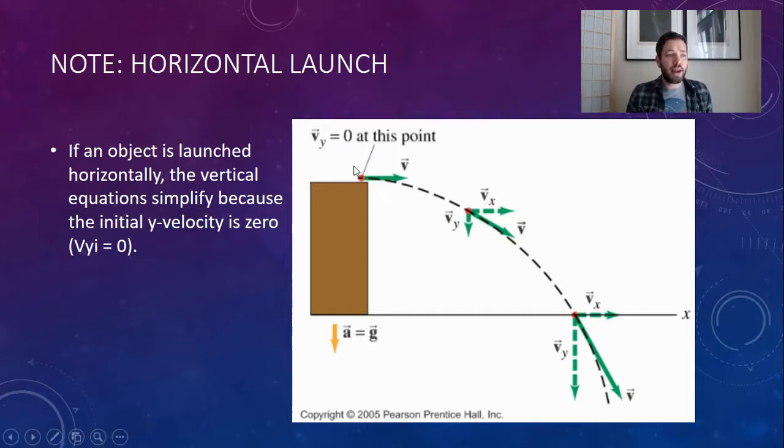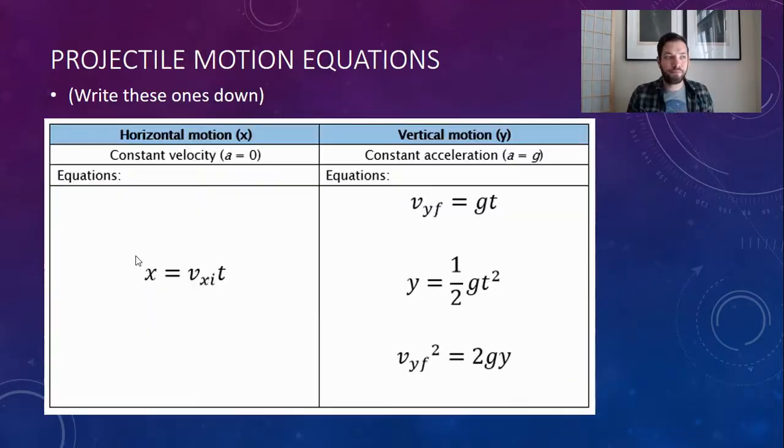What that means is right here as it's being fired, its initial y velocity is 0. This is acting in the y direction sort of like it's been dropped, right? Just like the problems we've been doing. So in those y equations, all of those vyi terms are just going to disappear. And so our equations are actually going to simplify a little more. So here's the final form of our equations. You can go ahead and write these down.